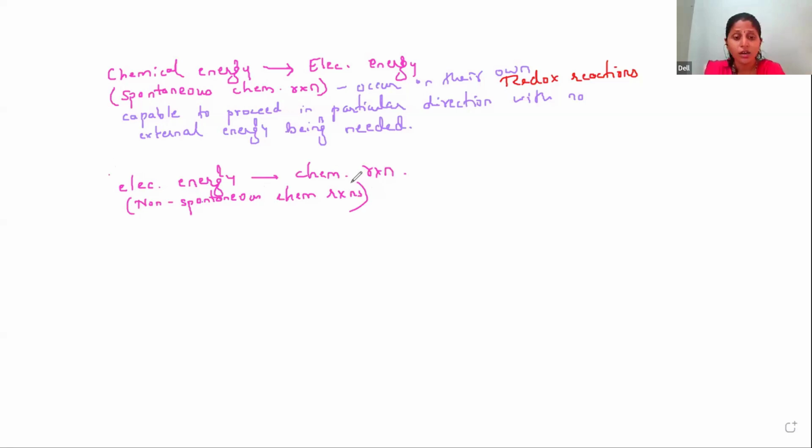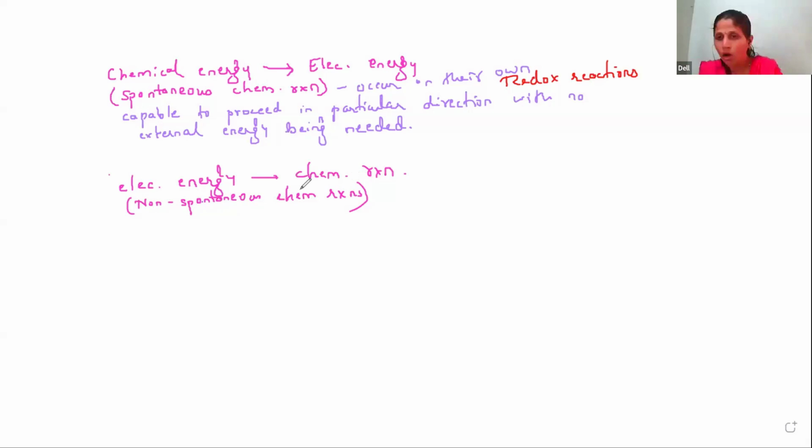When using electrical energy, we are going to make a chemical reaction happen which is not going to proceed on its own. So using electricity, we give an extra push so that the reaction can occur. So this is about non-spontaneous chemical reactions. Now the question arises: chemical energy is used to produce electricity, fine. Electrical energy is used to bring about a reaction which is not going to happen on its own. But why do we need to do that?